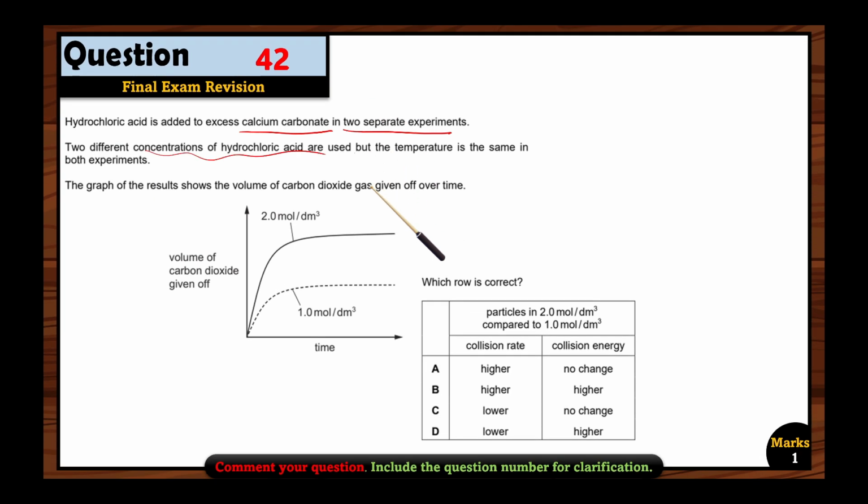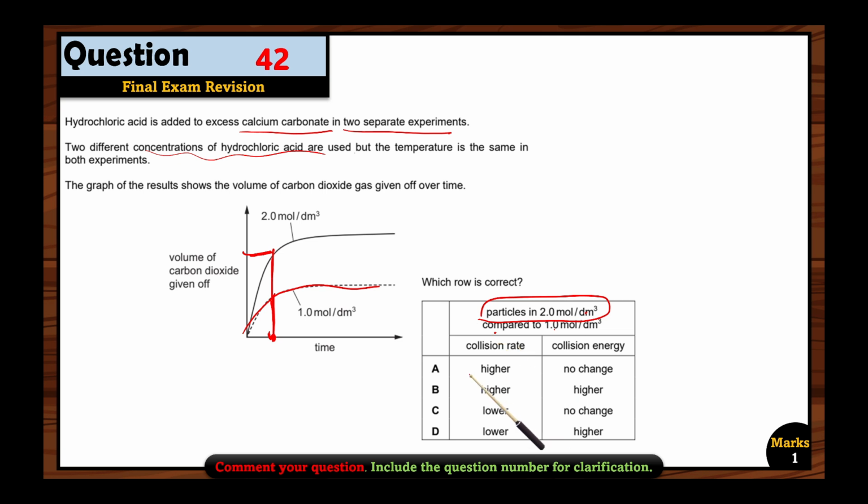So if you see here, in 1 mole dm cube, the rate of the reaction is slower, right? For example, at this time you are just getting this volume of gas. But if you see here, at the same time you are getting this much volume of gas, right? So it means 2 mole dm cube is giving you a higher volume of gas. So which row is correct? Particles in 2 mole dm cube compared to 1 mole. So you have to compare the particles in 2 mole dm cube. Your answer should be according to 2 mole.